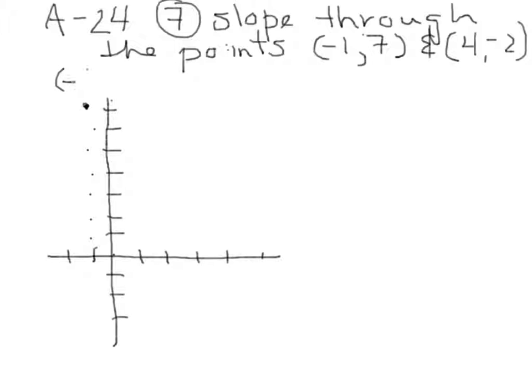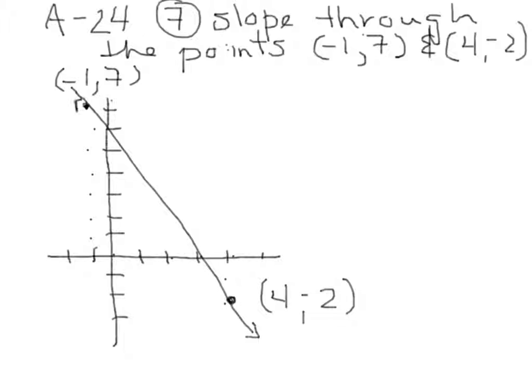That point is -1 comma 7. And then I'm going to graph the other point, which is 1, 2, 3, 4 in the x direction, and then down 2 in the y direction. There it is. And that point is 4, -2. If I connect my dots and get the line, I can see just by looking at the picture that my slope is negative. Therefore, when I solve this algebraically, I better get a negative slope.